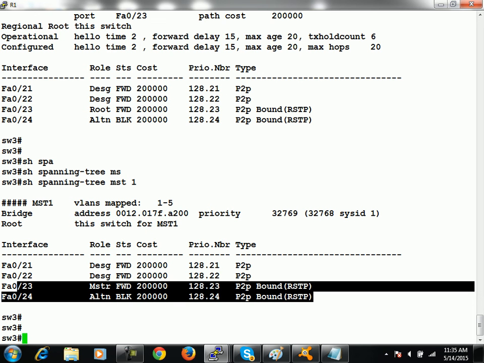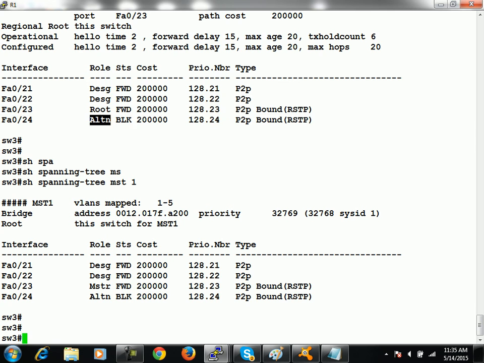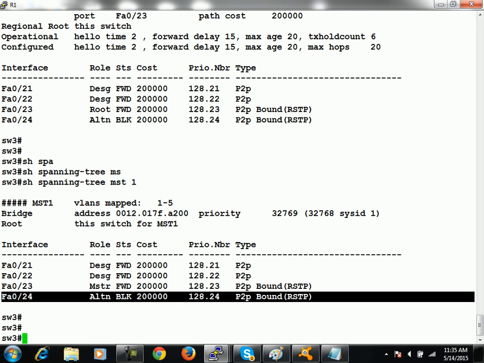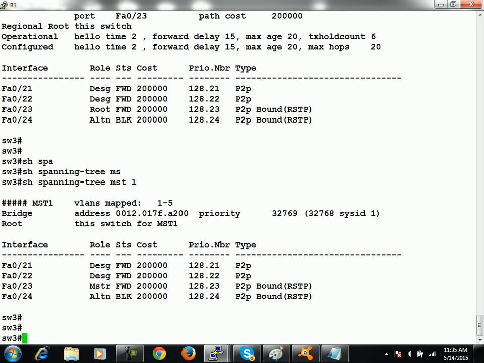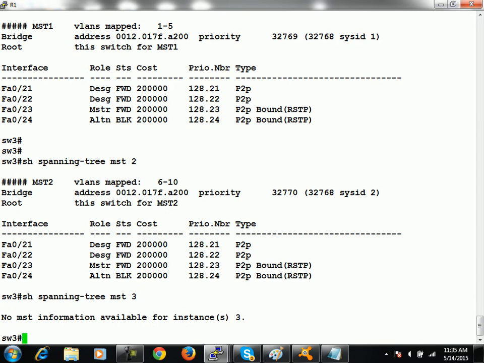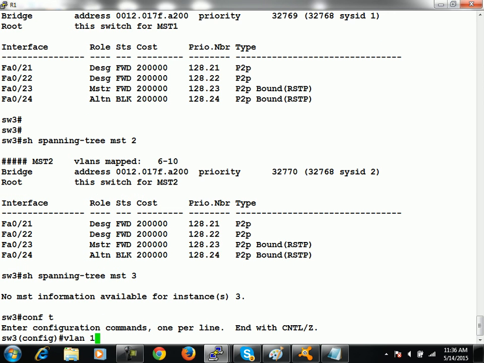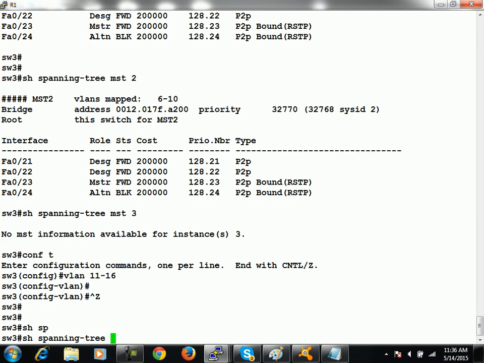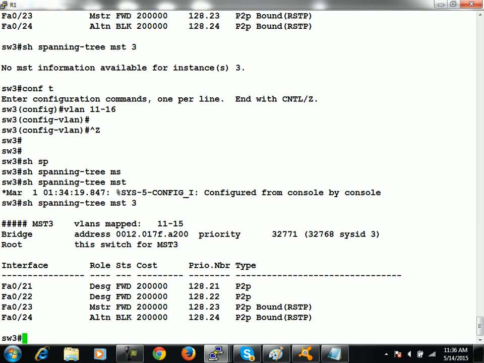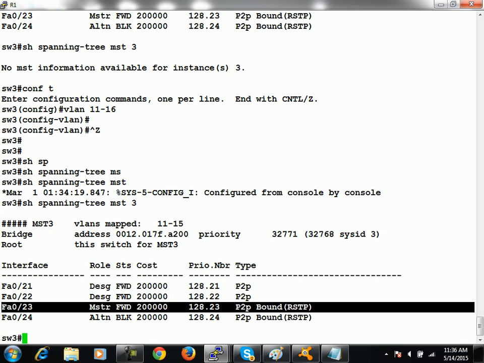If you configure its RP as 24, like here for instance 0 its RP was 23, make it 24. In that case, for all other instances its master will become 24. So you cannot get load balancing between edge switches. Even for instance 2 it will be master. For 3 also, but this time 3 is not running, because VLANs are not present, like VLAN 11 to 16. Now, see, master. And you cannot manipulate it.